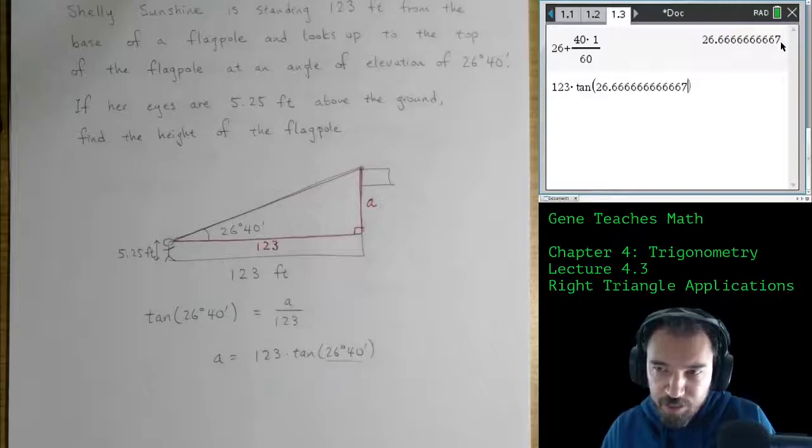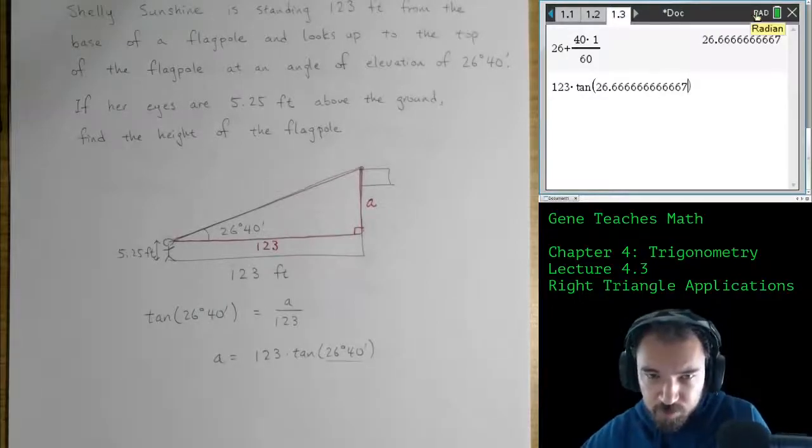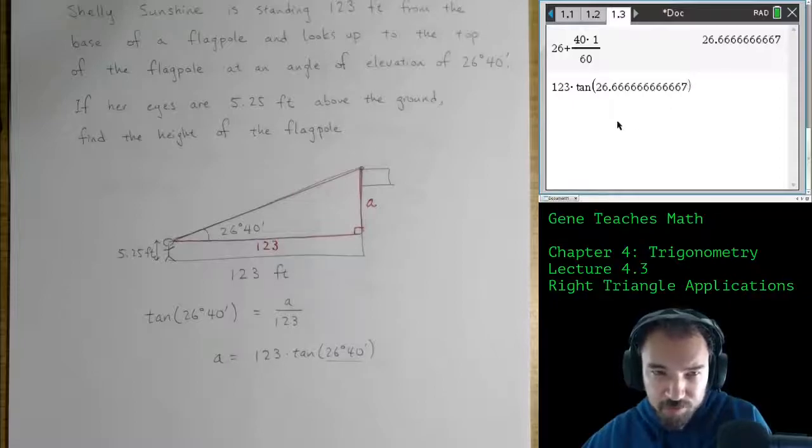If I hit enter now, what will I get? Always check your mode. I am in radians, which means if I enter this now, the calculator will understand this is 26.6 repeating radians. I don't want that, so I have two options. I can either put the degree symbol and get the right answer, or I can change my mode to degrees and get the right answer. Either one works. I'm going to stay in radians and hit the degree button just for good measure.